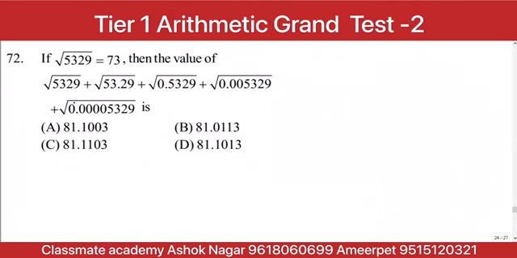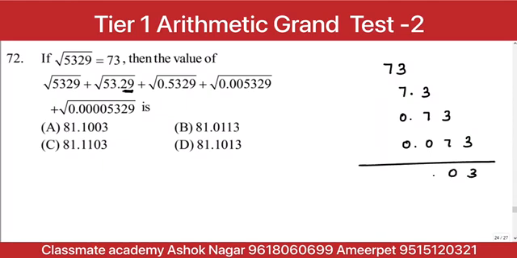This one is simple addition. Okay. He's asking you the root of 5329. How much is it? 73. After the decimal point, you have two digits, so in its root, it will have only 1 digit. That is 7 point how much? 3.